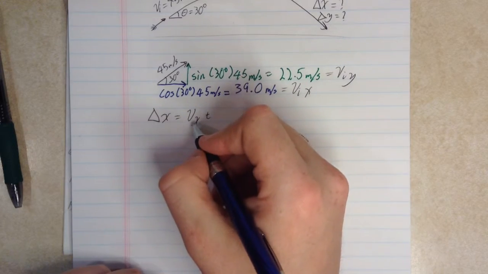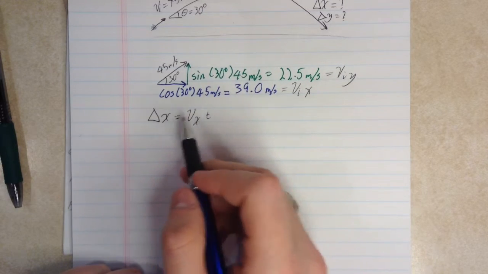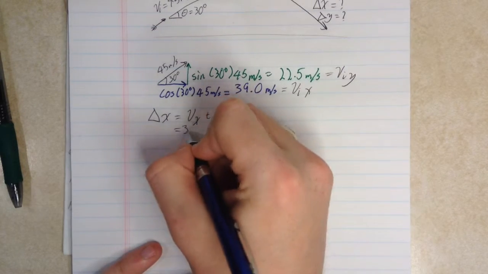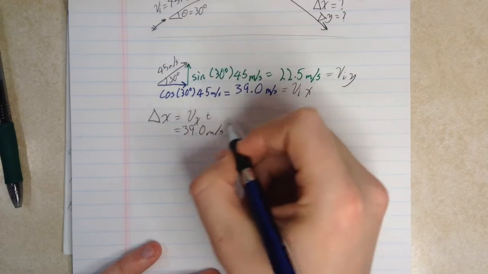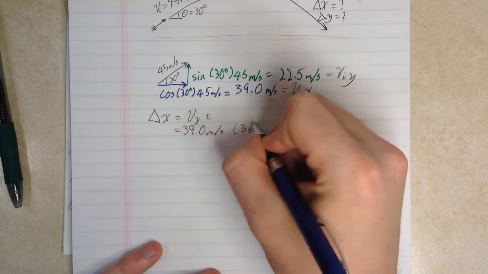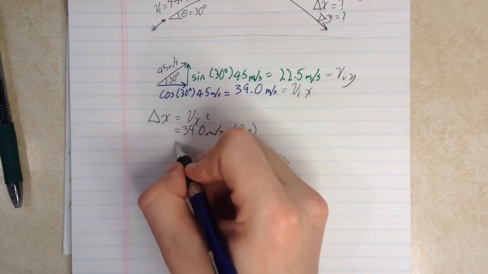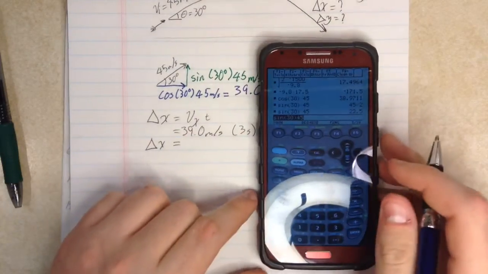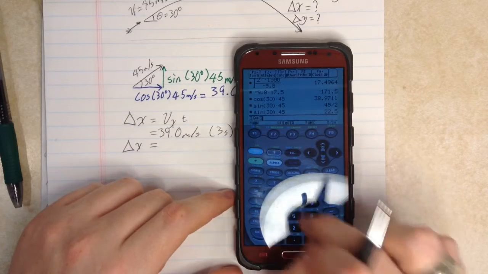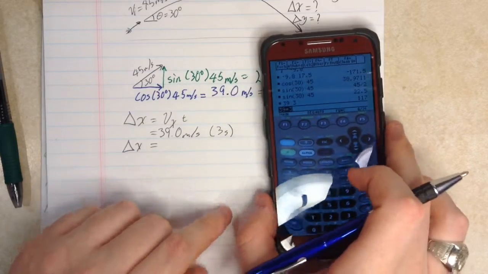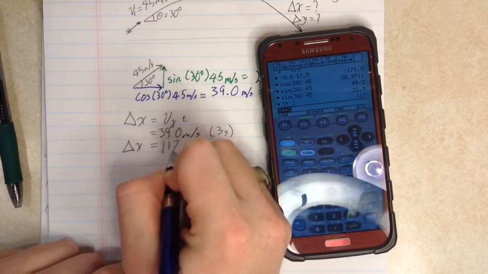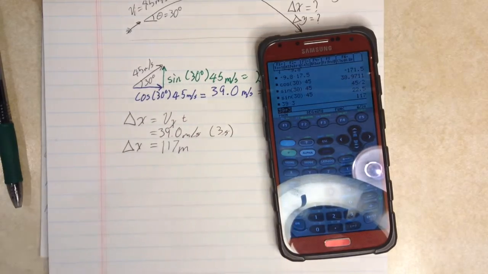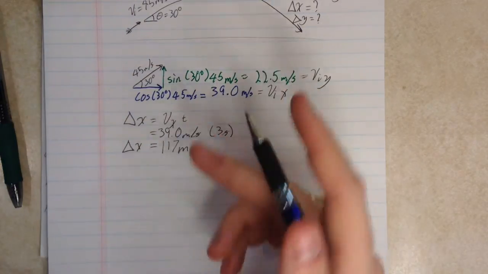So we know that our horizontal velocity is equal to 39 meters per second, and our time is 3 seconds. We were given that, right? So if we multiply those together, we see that our delta x is equal to 39 times 3, which is 117. And what are our units going to be? Our seconds will cancel, so that'll be meters. And that makes sense. Our delta x should be in meters. Our displacement should be in meters.